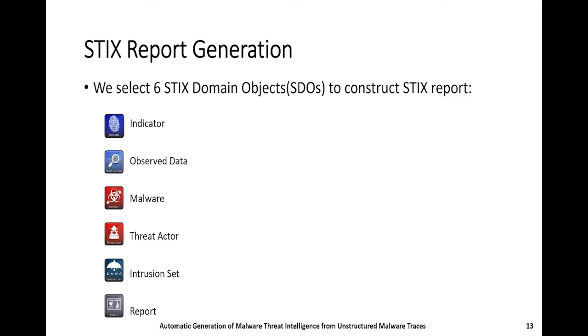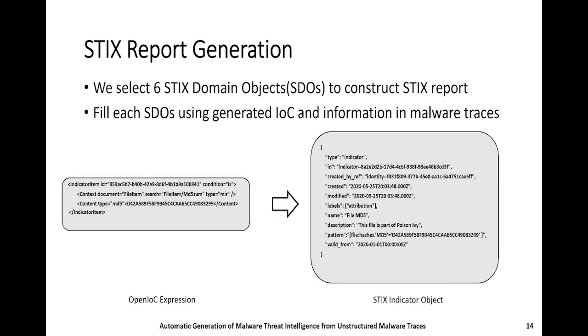In the last phase, we construct a CTI report following the STIX standard, using generated IOC and other useful information in malware traces. We select 6 STIX domain objects, SDO for short, for our scenario, including indicator, observed data, malware, threat actor, intrusion set, and report. We fill each SDO following predefined transform rules. Here is an example of how we transform an XML format OpenIOC expression into a STIX indicator object.